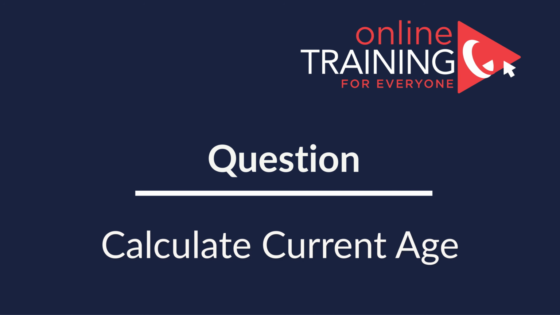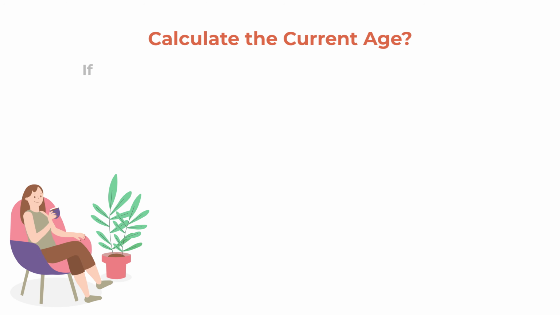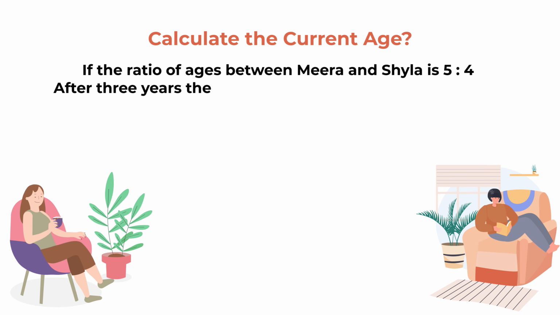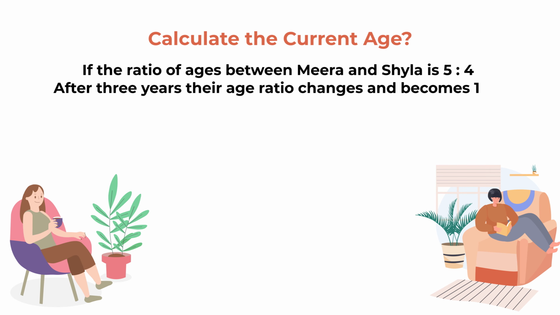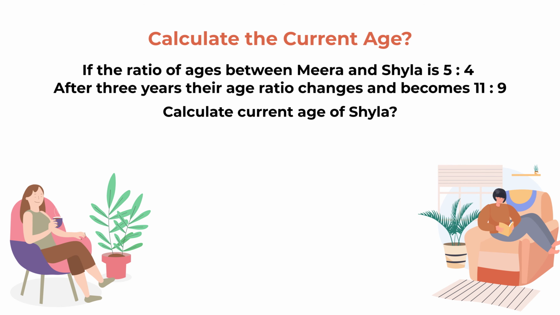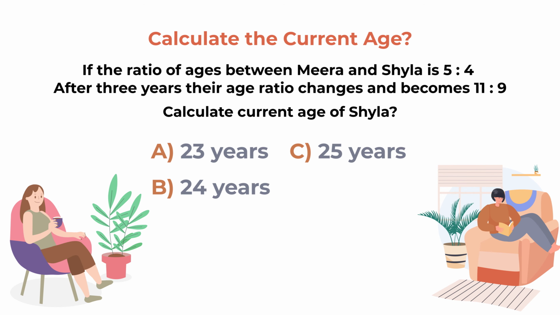Here's the question, which seems easy but has some tricky elements to it. You need to calculate the current age of Shyla. If the ratio of ages between Mira and Shyla is 5:4, after 3 years, the age ratio changes and becomes 11:9. You need to calculate the current age of Shyla, and you have 4 different choices. Choice A, 23 years. Choice B, 24 years. Choice C, 25 years. And choice D, 26 years.